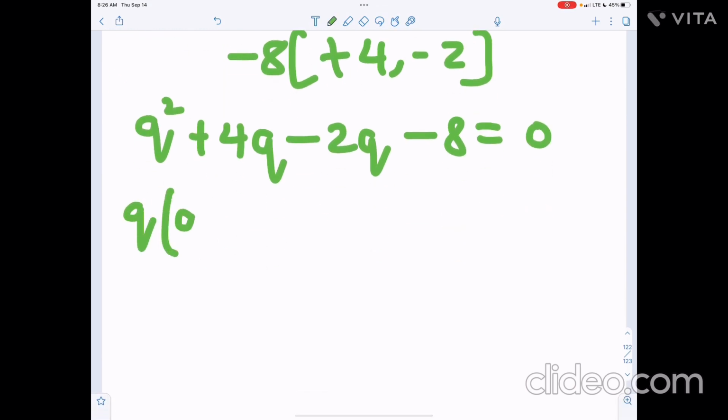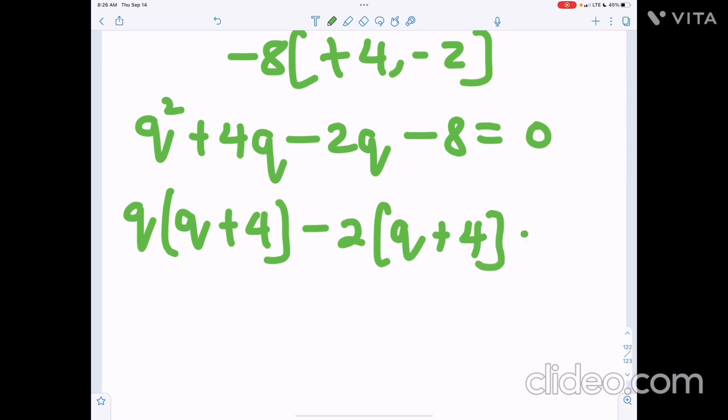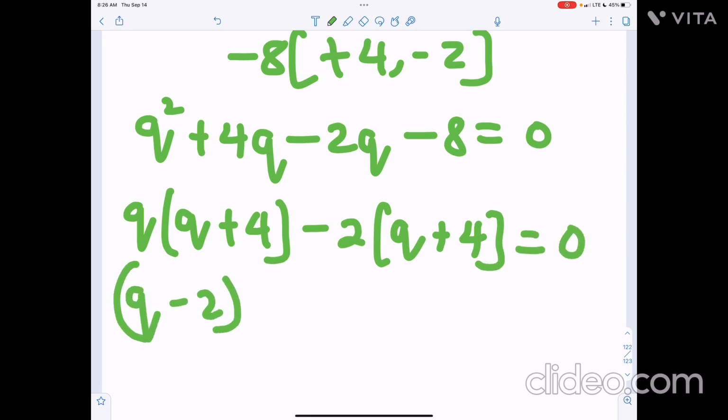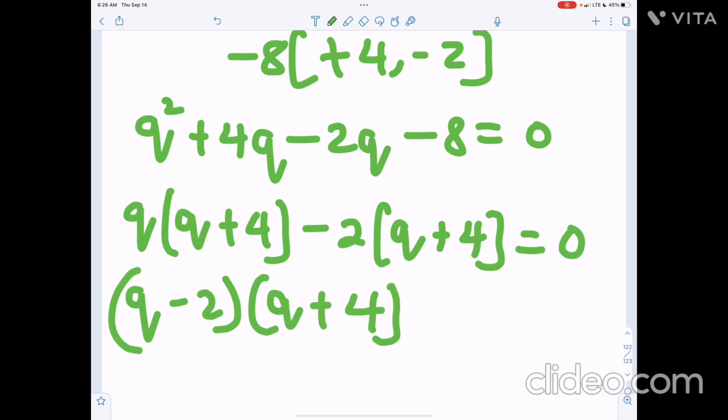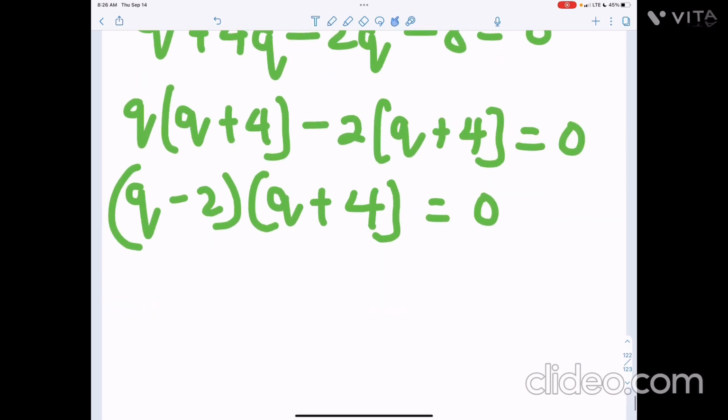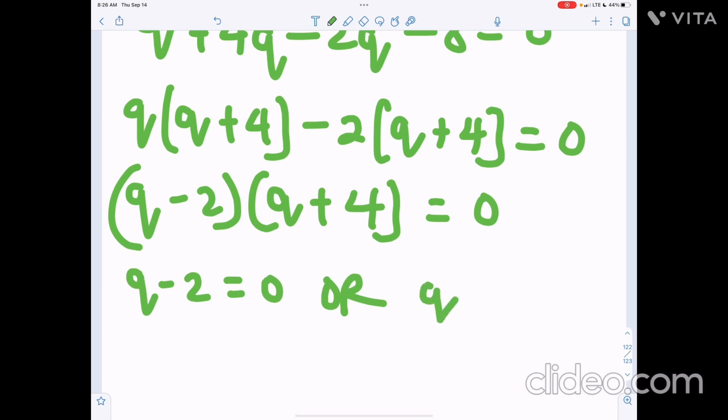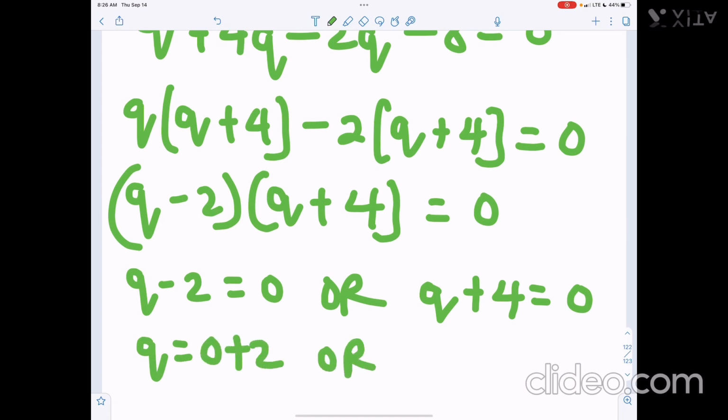That gives me q plus 4 minus 2q plus 4. I think that's going to be pretty simple. You do it yourself on a rough sheet like we did in the first exercise. q plus 4 is 0. So spread this out now. q minus 2 is 0, or q plus 4 is 0. So q is 0 plus 2, or q is 0 minus 4.